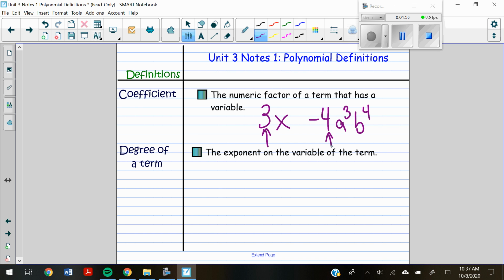Okay, the degree of the term is the exponent on the variable of the term. So if we look at the example above, we have a 1 for that power. And in the other example, we actually have 2 exponents, the 3 and the 4. And so you're going to go with the highest exponent, so a 4th degree.